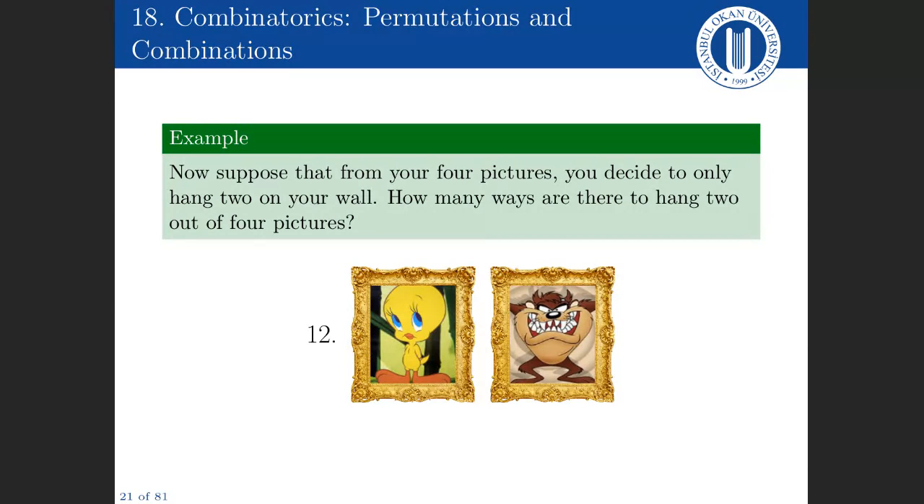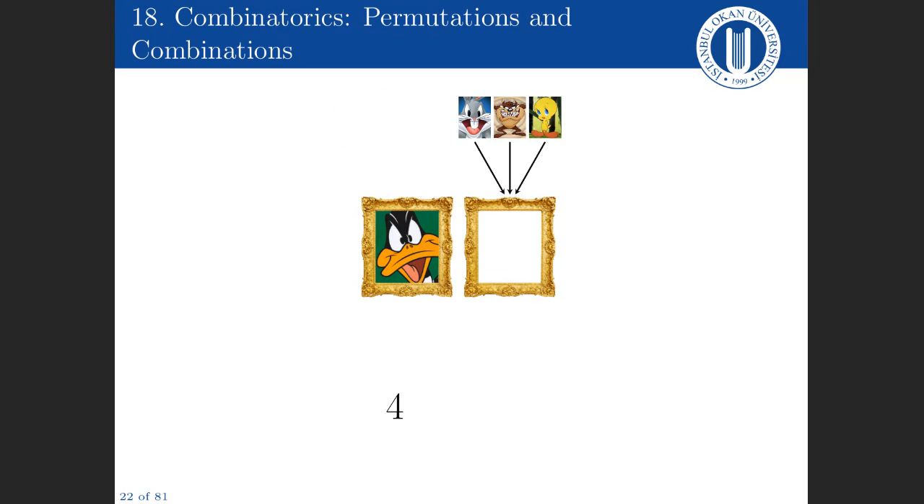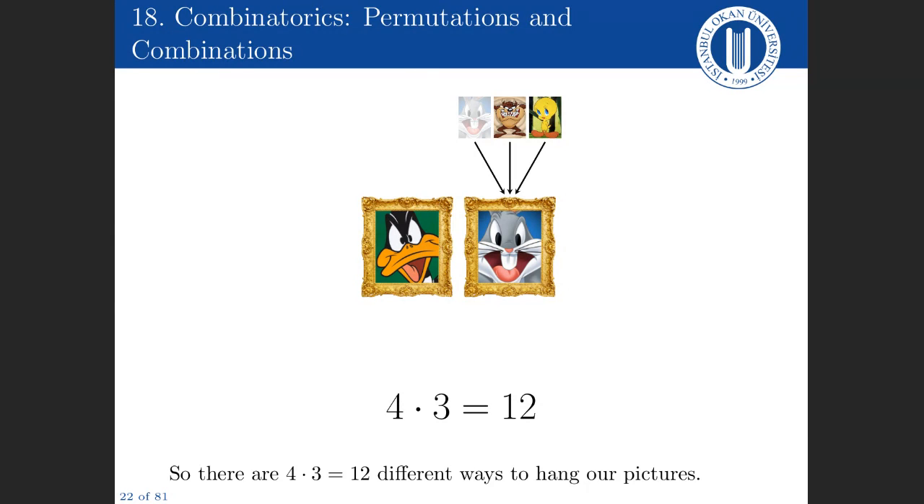But I don't want to have to make a list each time and count them. I want to have a formula. Let's understand this. First, let's suppose we're choosing the left picture. We have 4 pictures to put in. We choose one of these 4 pictures and we put it in the picture frame. And then we move to the second picture frame. We've got 3 pictures left. We need to put one of these pictures in the picture frame. We have 3 choices. That means there's 4 multiplied by 3, or 12 different ways to hang 2 pictures out of 4.